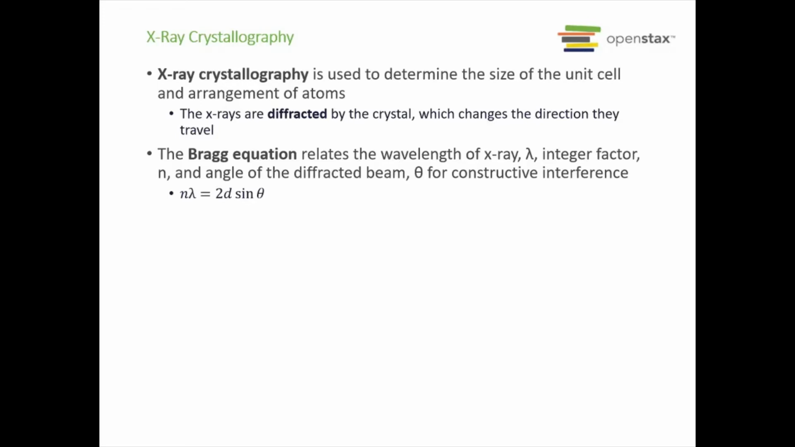Okay, so we use what's called the Bragg equation to relate the wavelength of the X-ray, lambda, the integer factor n, and angle of the diffracted beam, theta, for constructive interference. So we always have destructive and/or constructive interference. If you remember, destructive interference is where the peaks of one wave line up with the valleys of the other and they cancel out. Constructive interference is when both peaks and both valleys of the two waves are lining up.